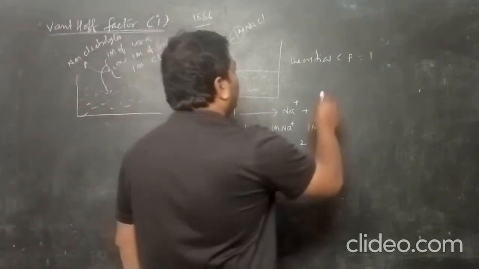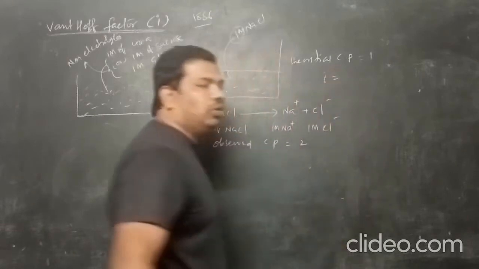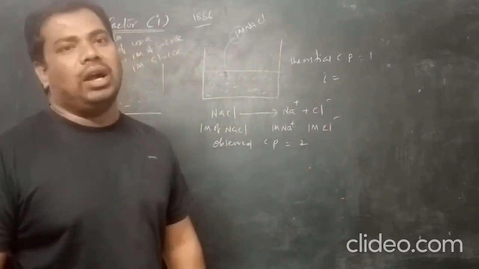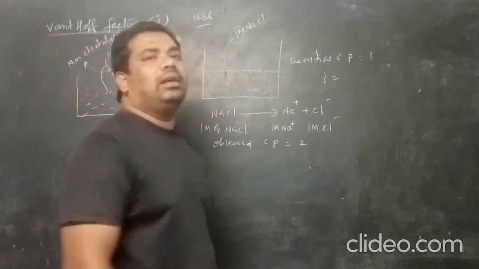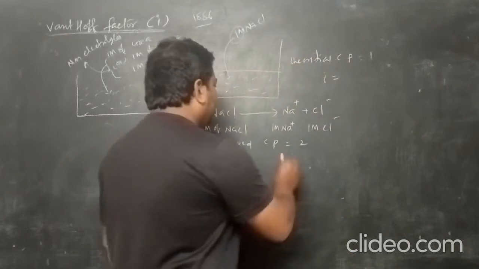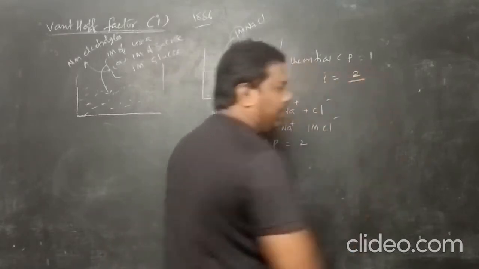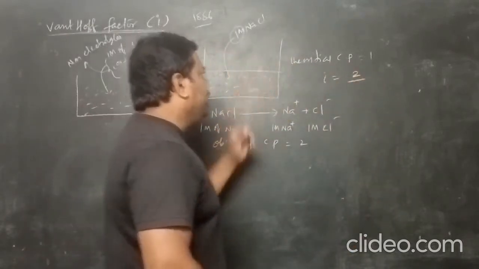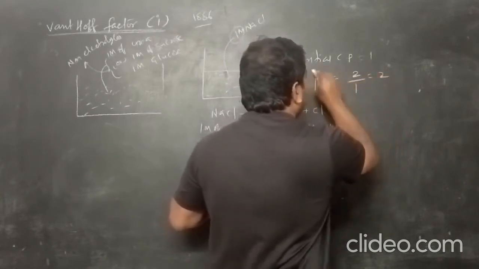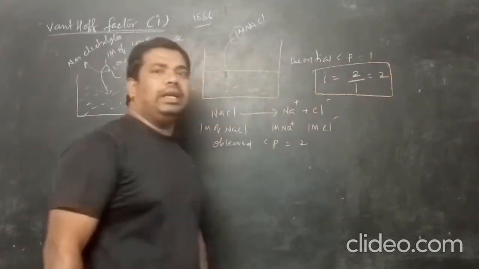So therefore the van't Hoff factor i is equal to, we know very well, the observed colligative property upon the theoretical or calculated colligative property. So the observed colligative property is 2 and the theoretical colligative property is 1. So therefore i is equal to 2.